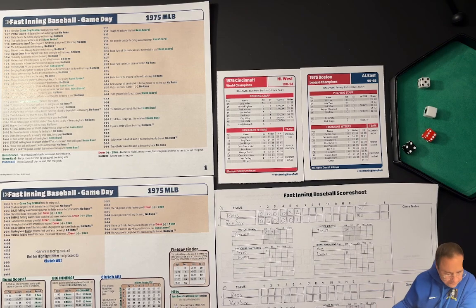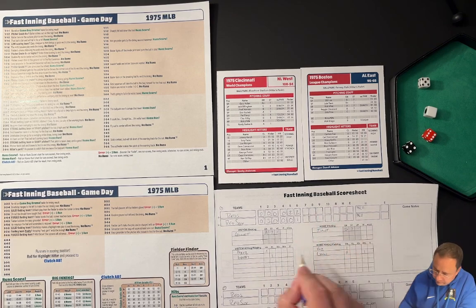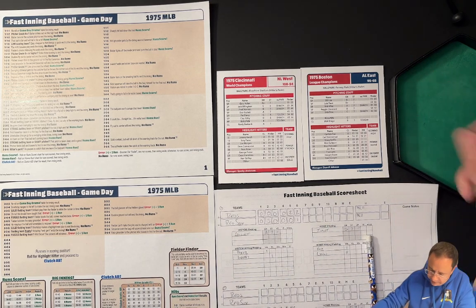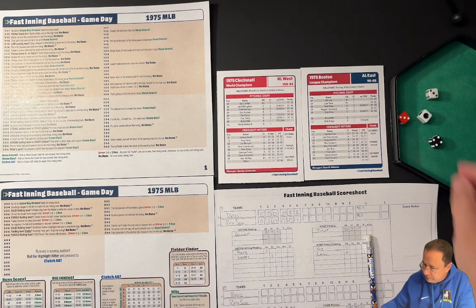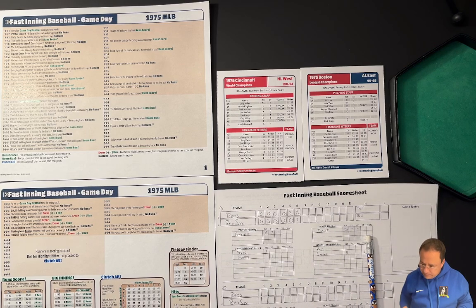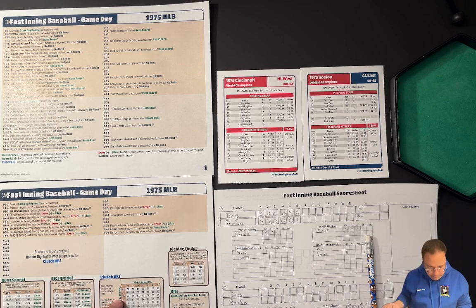Reds are up, 4-5-6, and we are in the 7th, so we are in the last inning for both of these starting pitchers. 4-5-6. It's a clutch at bat for the Reds, for Dave Concepcion. He's a B versus the B+.